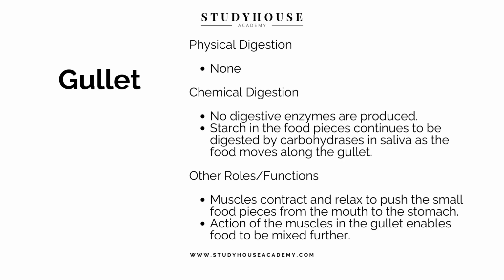Gullet. Physical digestion. Non-chemical digestion. No digestive enzymes are produced. Starch in the food pieces continues to be digested by carbohydrases in saliva as the food moves along the gullet. Other roles, functions. Muscles contract and relax to push the small food pieces from the mouth to the stomach. Action of the muscles in the gullet enables food to be mixed further.